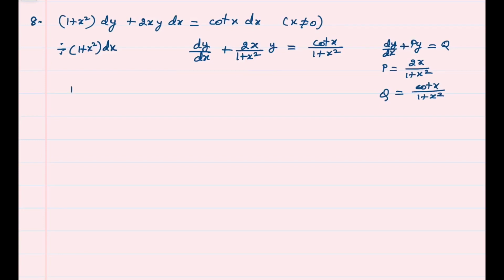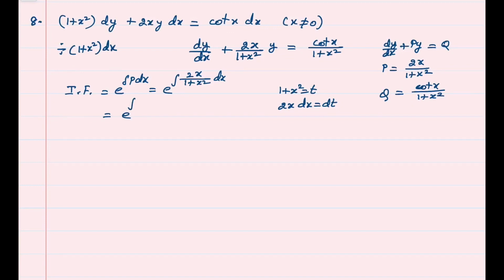Let us find the integrating factor, which is e raised to integral p dx. E raised to integral p is 2x over 1 plus x square. And this integration is easy. We will substitute the denominator as t. Differentiating both sides, we get 2x dx is equal to dt, which is the numerator, e power integral dt by t. An integral of 1 by t is log of absolute value of t. E and log are inverse functions. They cancel each other. We get t. And t is 1 plus x square.